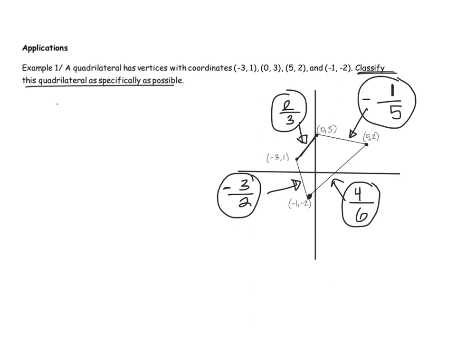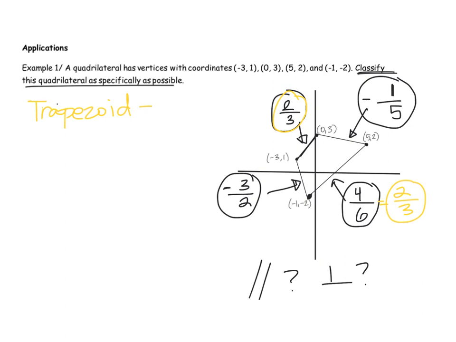So what I'm looking for is to determine, are any of these slopes telling me that I have parallel lines or that I have perpendicular lines? It is really important that you simplify your slopes, because otherwise you might miss that 2/3 and 4/6 are in fact equal. So since they both have a slope of 2/3, we know that this is a trapezoid. And this is because it has 1 pair of parallel sides.